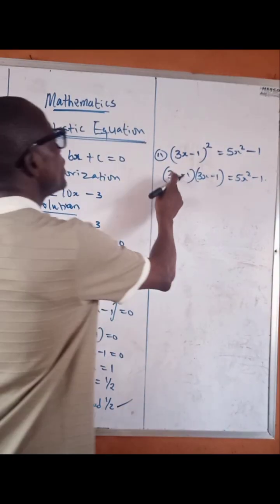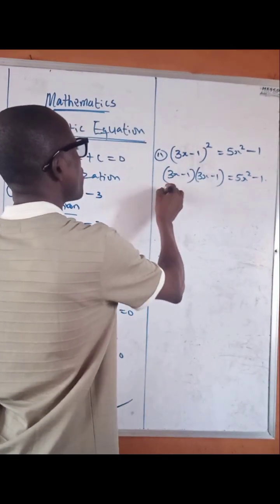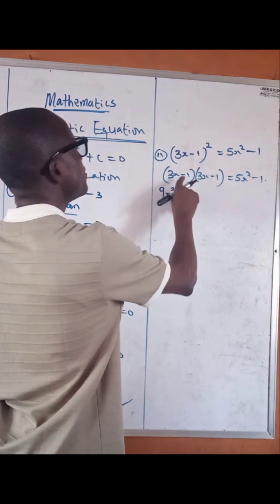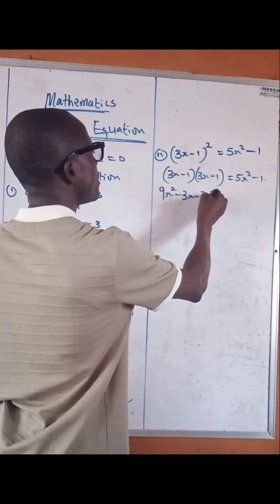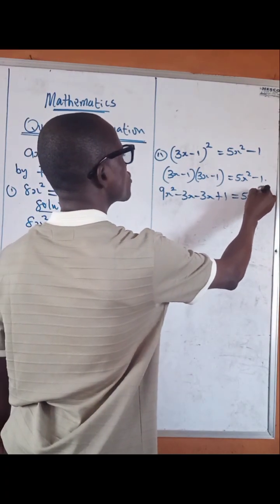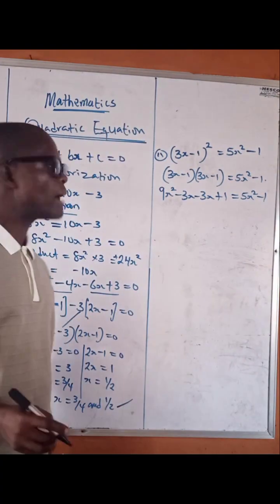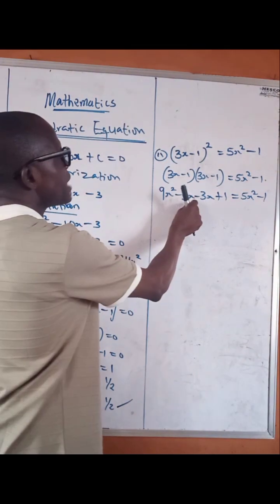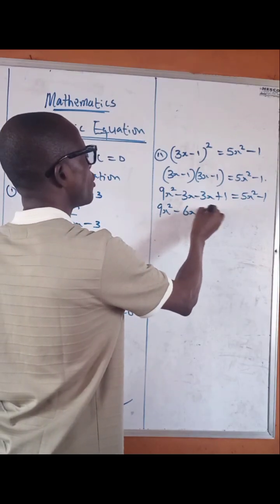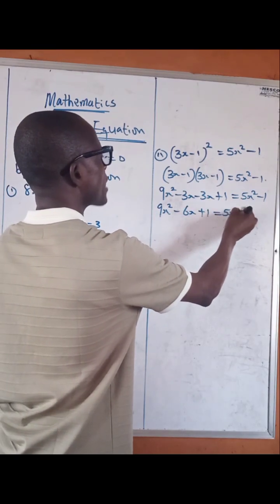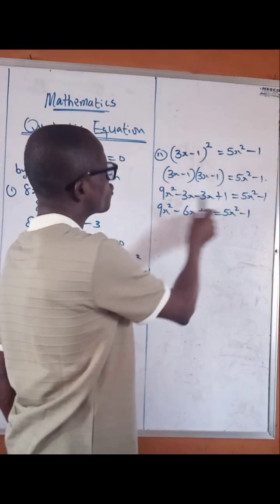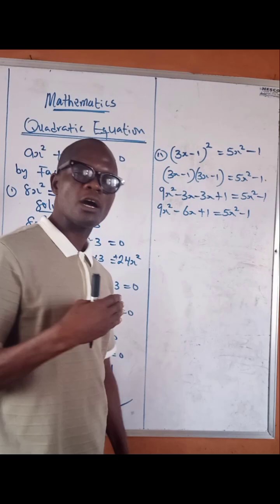Now from there, we have to open the bracket. This times this, that will be 9x squared. This times this will give us minus 3x. This times this will give us minus 3x. This times this will give us plus 1 equal to 5x squared minus 1. Now, we have to compress this, which gives us 9x squared minus 6x plus 1 equal to 5x squared minus 1.